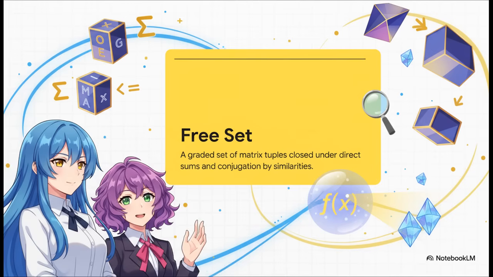Technically speaking, it's a graded set of matrix tuples closed under direct sums and conjugation by similarities. But, put more simply, it's basically a domain that lets us treat these wildly complex non-commuting matrices as if they were just abstract independent variables. It literally lets us bring comfortable classical analysis right into this wild new realm.